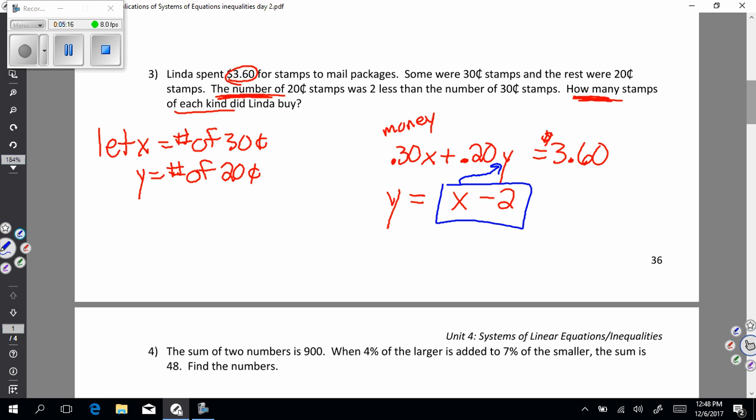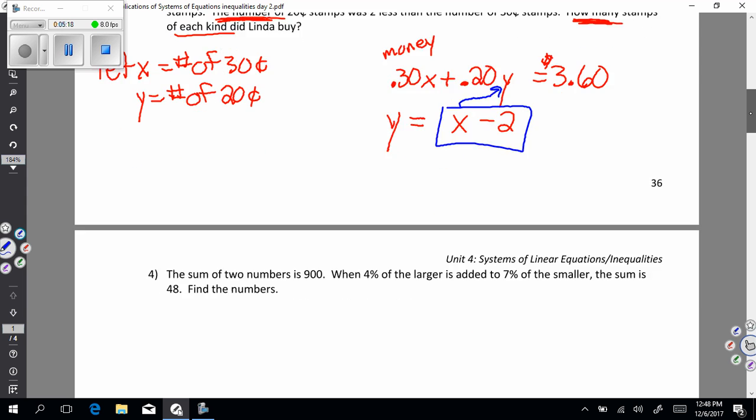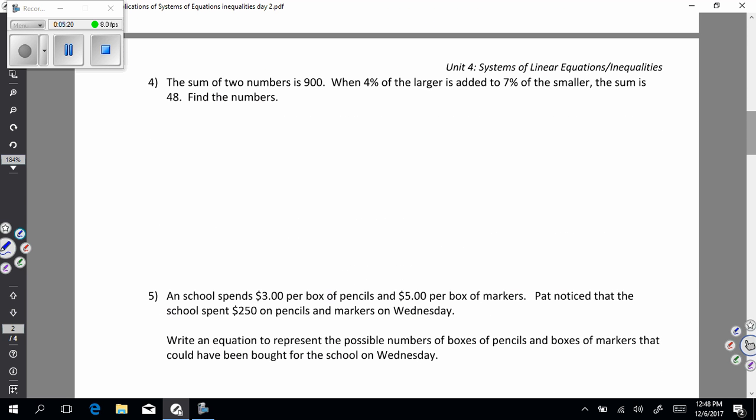Let's go look at number 4. I think this is our first time maybe seeing something with percents. We know that percents can be changed to decimals. So 4% is really the same thing as 0.04. You have to move the decimal 2 places to the left. And 7% is like 0.07. And then whenever you want to find a percent of a number, you can always multiply by the decimal.